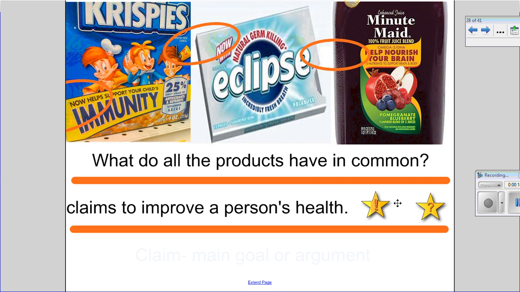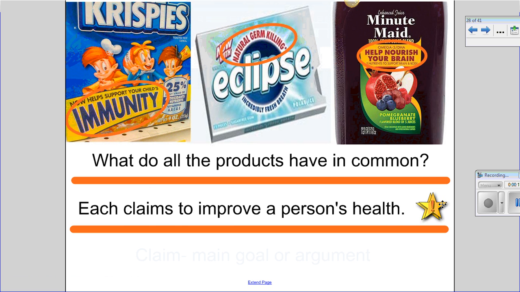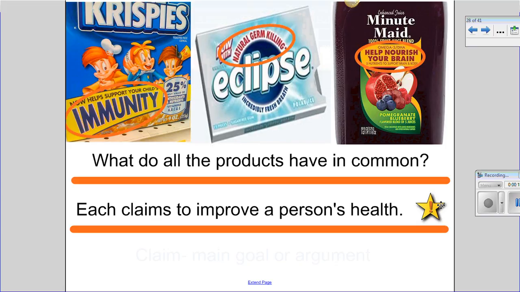All of these products claim to improve a person's health. The first product claims to support their child's immunity. The second product claims to have natural germ killers. And the third product claims to help nourish your brain. Remember that a claim is the main goal or argument of a product or a piece of writing.